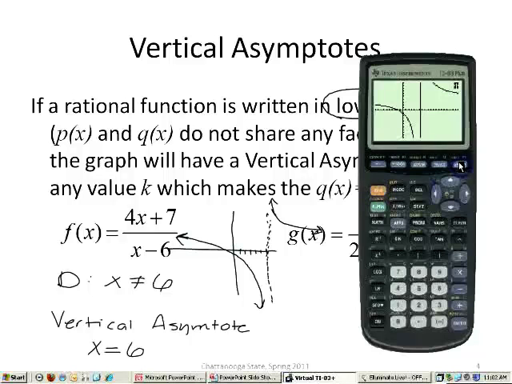If we go to the table, I want you to see that when you have the x value of 6, you do not have a y value. You see the error in your table when x is 6.